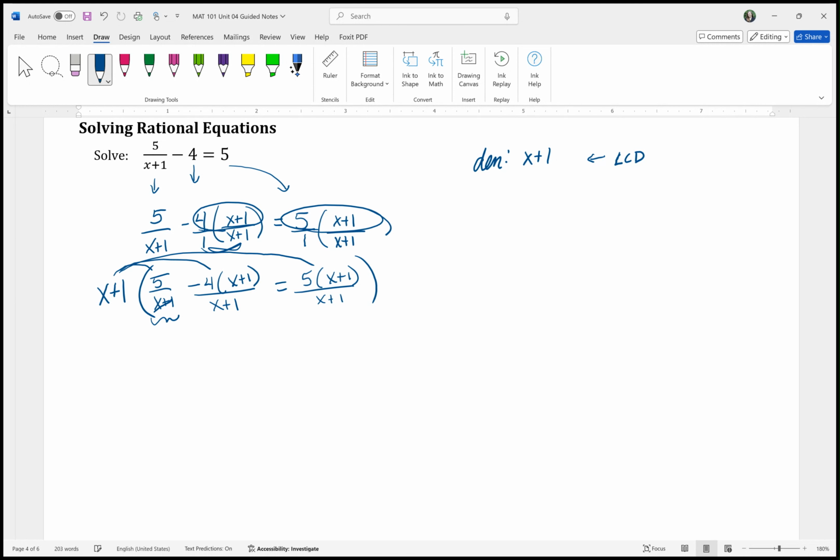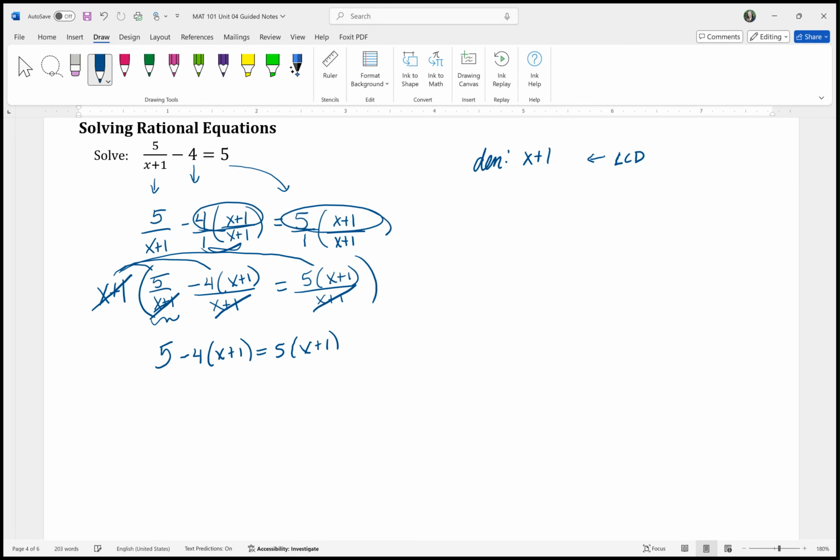And when you do that, that x plus 1 is going to cancel with all the denominators, which is fabulous because the whole point of this was to get rid of the fractions, because you don't like fractions and I don't either. That's why we do things like this. So because that happens, now we're just left with all the numerators. Let's look at that. We've got 5 minus 4 times x plus 1 equals 5 times x plus 1.